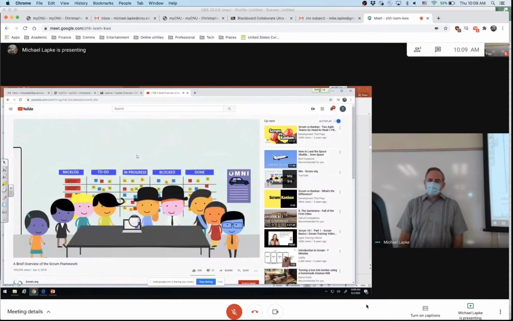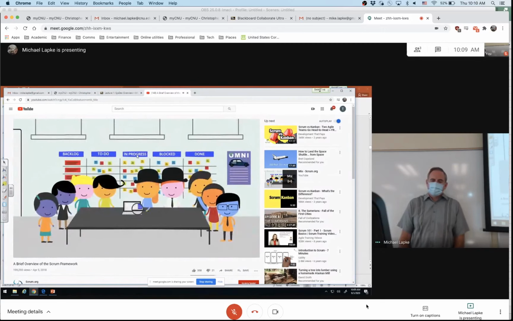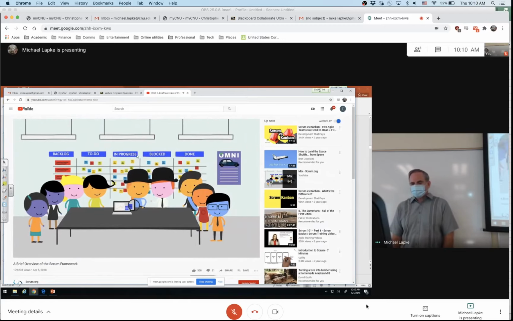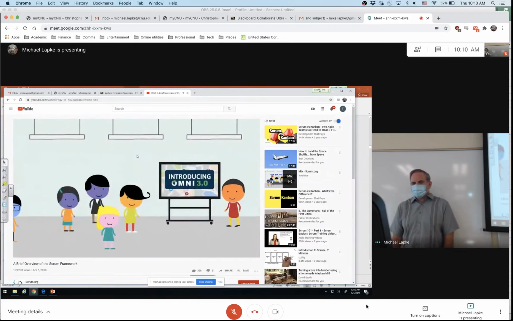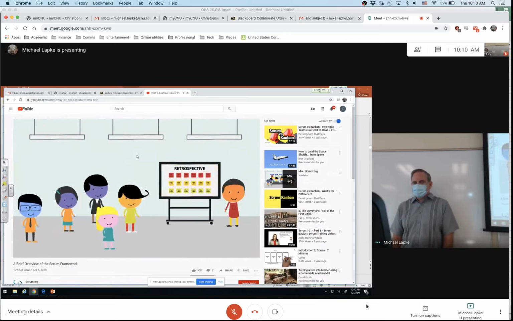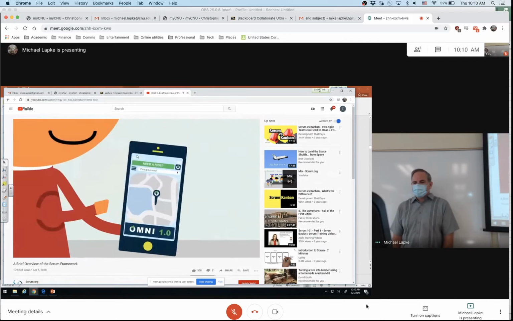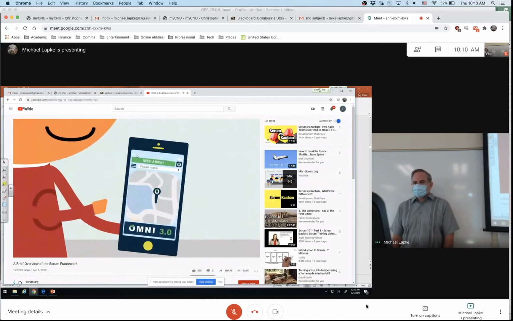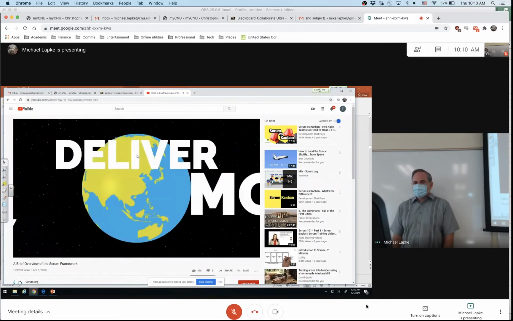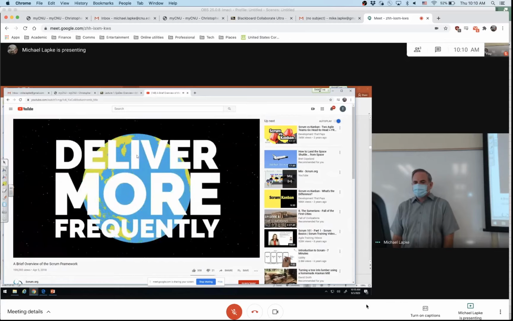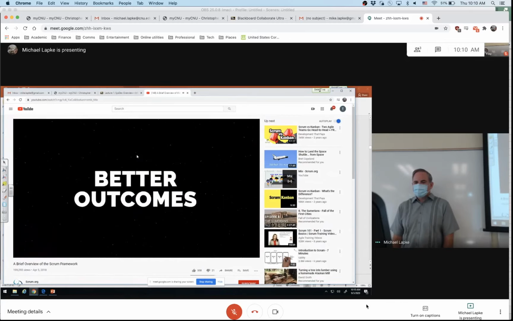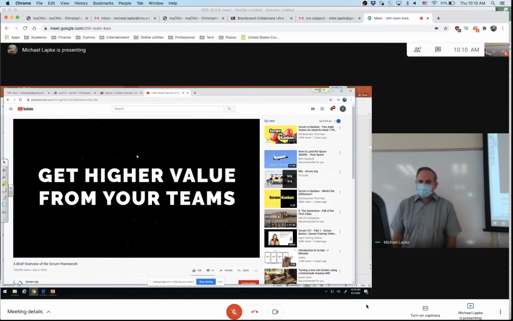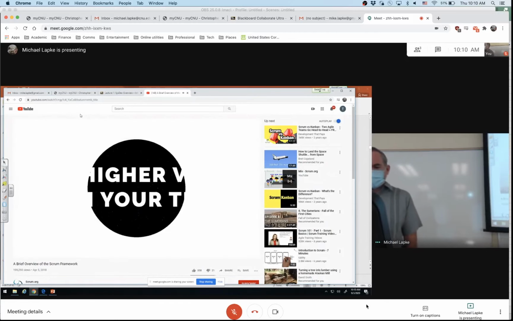To improve transparency, the increment can be released continuously during the sprint. At the end of the sprint, the Scrum team invites the stakeholders to the sprint review, where they collectively inspect the results. After the sprint review, the Scrum team runs a sprint retrospective, where they evaluate how they worked and build a plan for how to improve. Scrum provides an empirical foundation for teams, enabling them to deliver more frequently, with higher value and better outcomes to customers. Get higher value from your teams and make your customers happy.